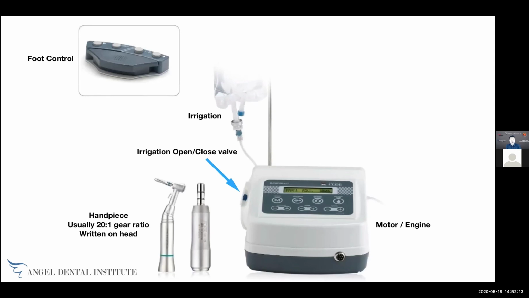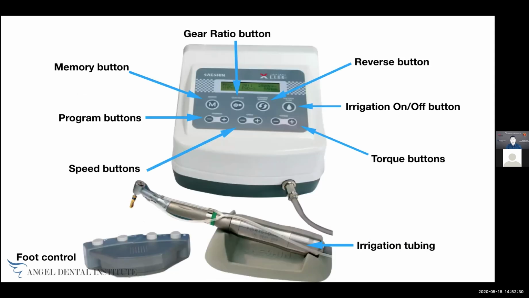So you have the irrigation open close valve right there it's pointing to. The handpieces for implants are usually 20-to-1 gear ratio. You could change the gear ratio on the motor, okay? And then you have the box that's the implant motor and the foot control. And so there's all these buttons, but if you just look at it, it's not that hard. You could change the gear ratio, like I said, 20-to-1, 27-to-1, whatever the gear ratio of the handpiece is.